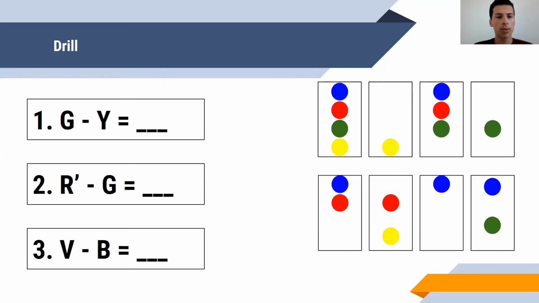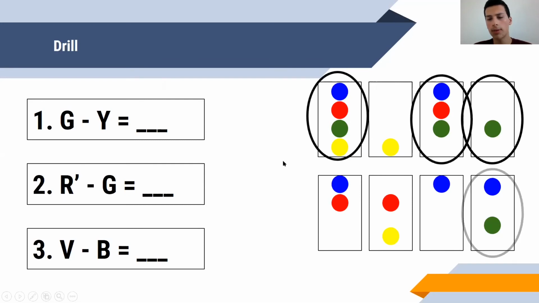Let's do the first question, green minus yellow. By following our formula, we're going to first count the number of green cards. We got 4. Now we're going to find the green cards that have yellow and eliminate them. This card is green and has yellow, so we're going to eliminate it. And we're left with 3 cards that are green but don't have yellow. So 3 is the answer.